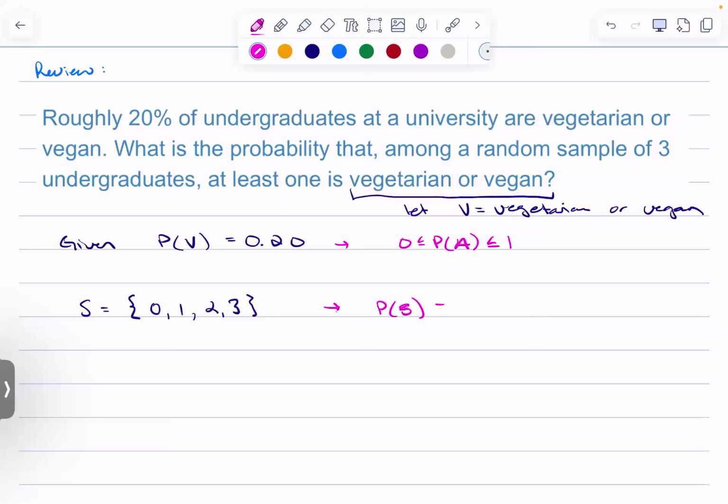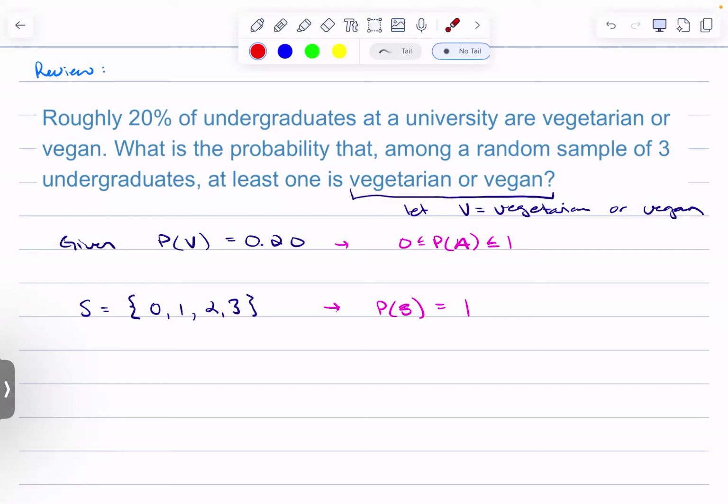that is going to translate to the probability of something in the sample space has to be 1. One of these things has to happen. So the probability of the sample space, which is a list of all the possible outcomes, has to be 1. Okay.